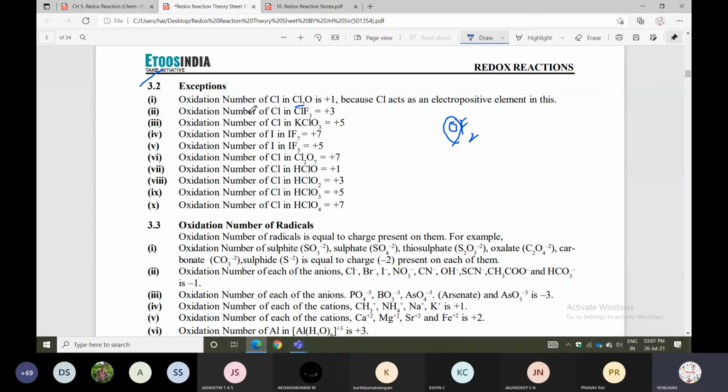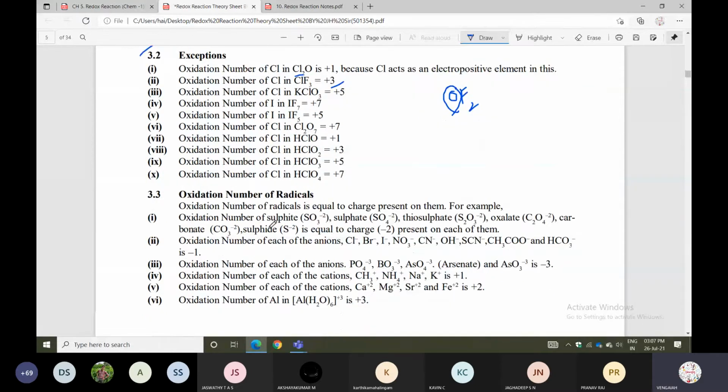Next, the oxidation number of chlorine is +3 in some compounds, and in KClO3 it is +5. In IF7 it is +7, in IF5 +5, in Cl2O7 +7, in HClO +1, HClO2 +3, HClO3 +5, HClO4 +7. These are the exception cases. That's why chlorine shows variable oxidation states: +1 is possible, +3 possible, +5 possible, and +7 is also possible.